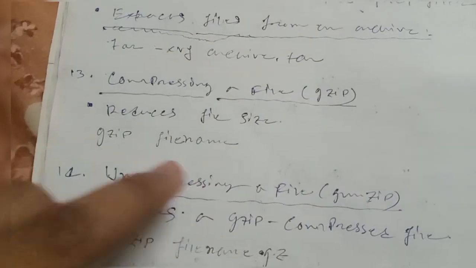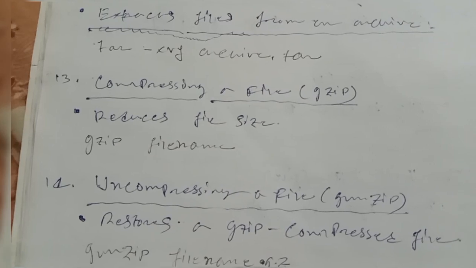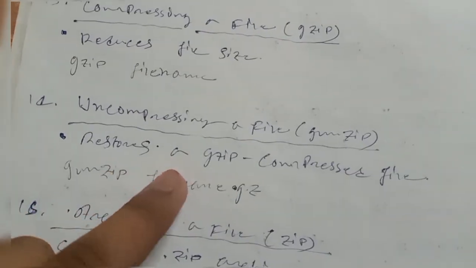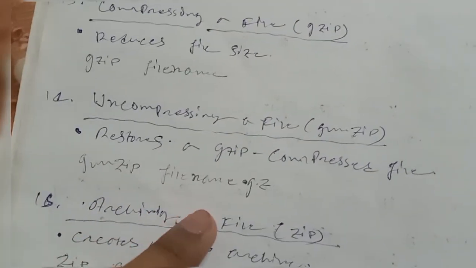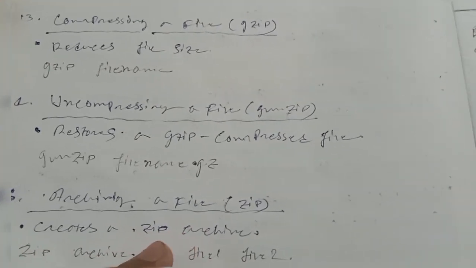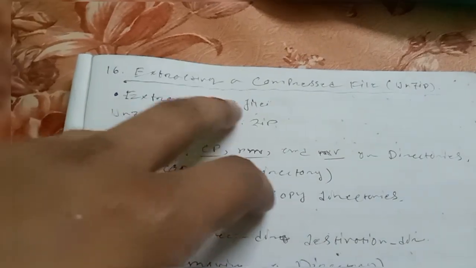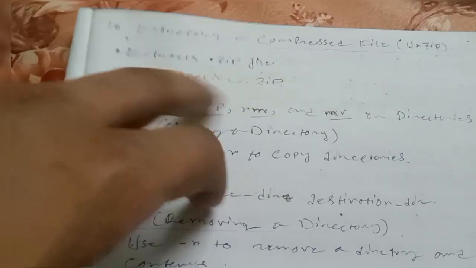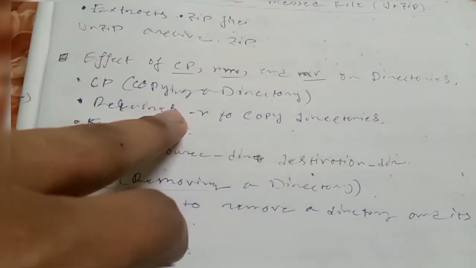Then we have compressing a file, gzip. If you want to compress a file and reduce its size, the syntax is gzip and the file name. Uncompressing a file: if you want to uncompress a file, use gunzip file name, which restores it. Then archiving files: zip creates a zip archive, zip archive.zip file1 file2. Then extracting a compressed file: unzip archive.zip extracts the zip file.